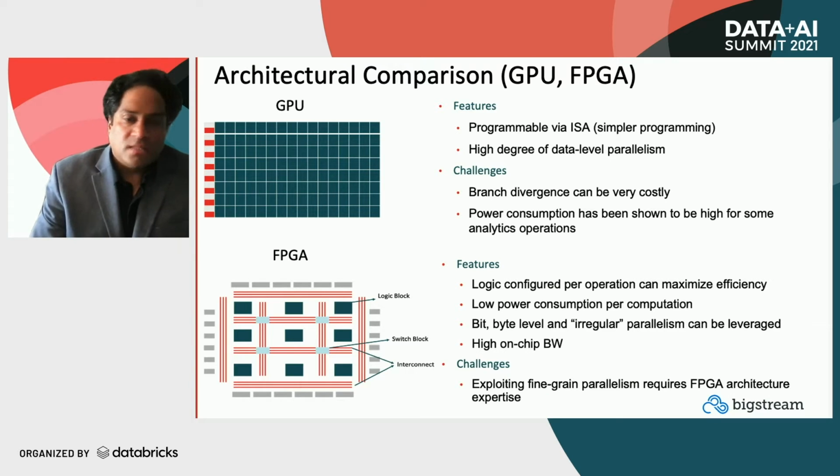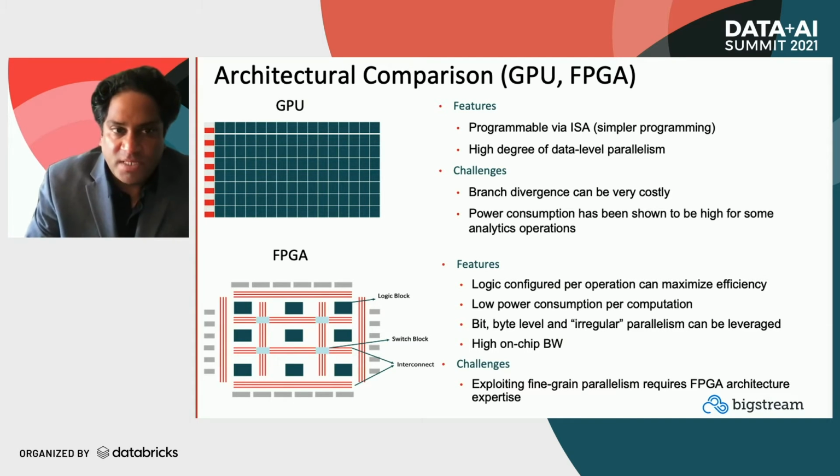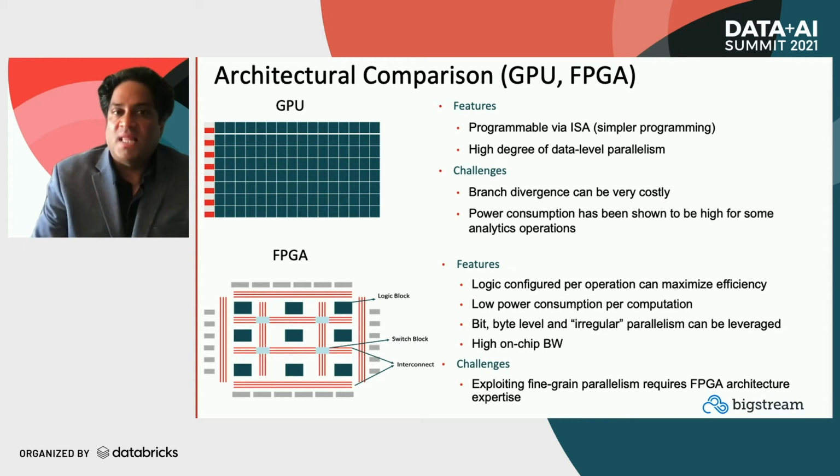Okay. In the lower picture, you see FPGAs, and FPGAs are basically configurable at the logic gate level. So I'm talking your OR gates, NAND gates, XOR. Basically, that's how you program an FPGA. So in that sense, there is no instruction set architecture for an FPGA. It's really at the logic level. And so that flexibility gives it certain advantages, which is basically that the logic can be configured per operation and really maximize the efficiency. They can be very, very well tailored to the operations that you're doing. And that also results in lower power consumption per computation.